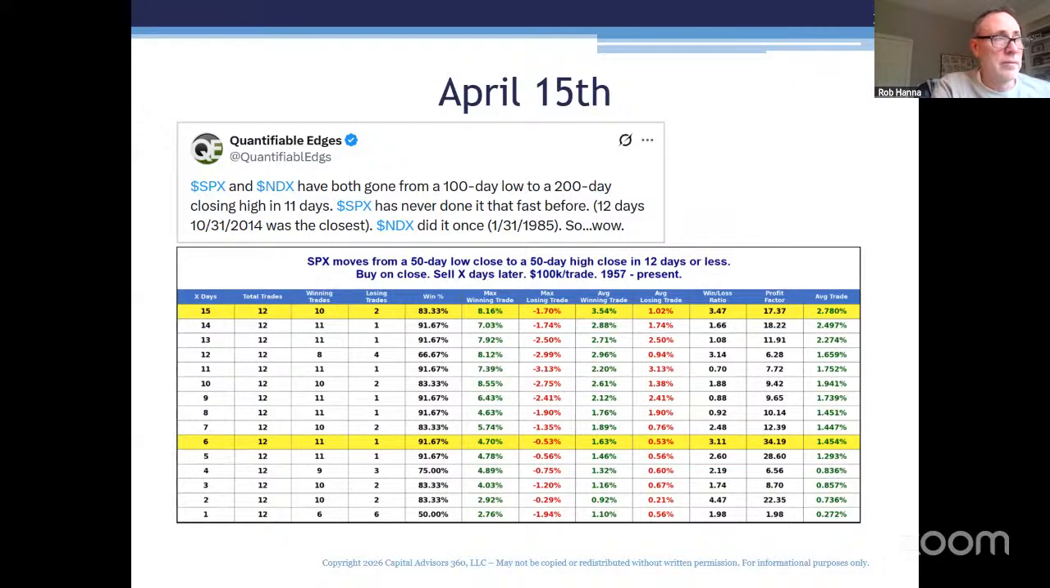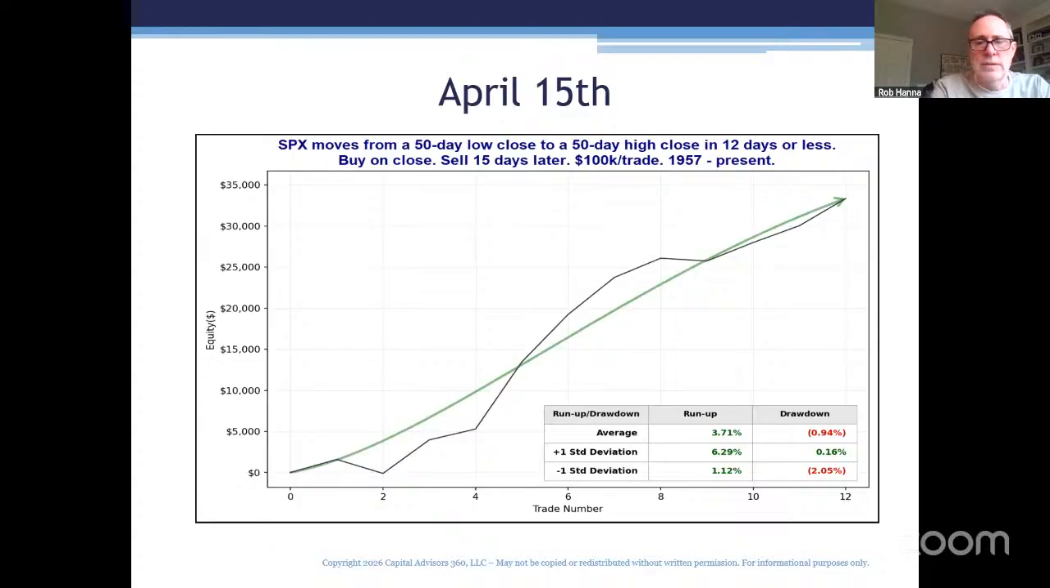You can't glean much from a sample size of one. So to get a larger sample size, I said, well, let's broaden the scope a little bit and see if this kind of move from an intermediate term low to an intermediate term high means anything. So I looked at the S&P going from a 50-day low to a 50-day high in 12 days or less. And again, the numbers there were great, both short and intermediate term. So 15 days out, again, this is what we were seeing for a lot of the other ones. So it's just kept pushing higher and higher and higher.